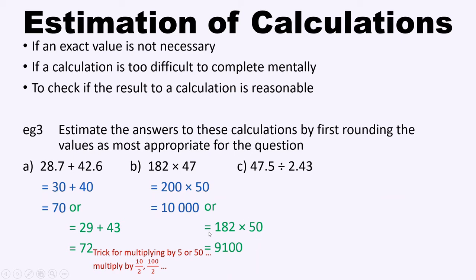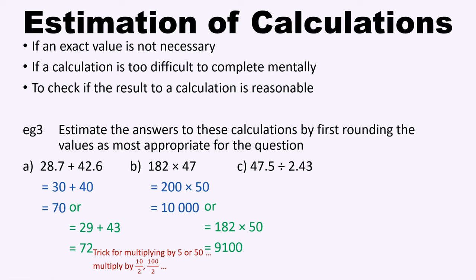Still, if you found this difficult, they never specified how you needed to estimate, so you can stick with the easier values if you like. The important thing is that both of our answers are quite close to 9,000 and 10,000.